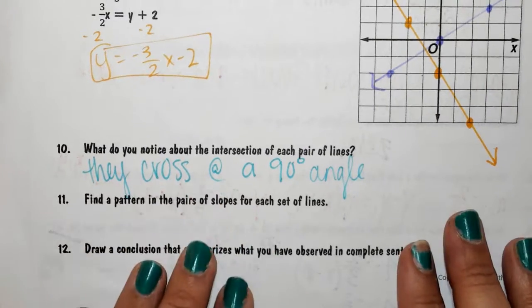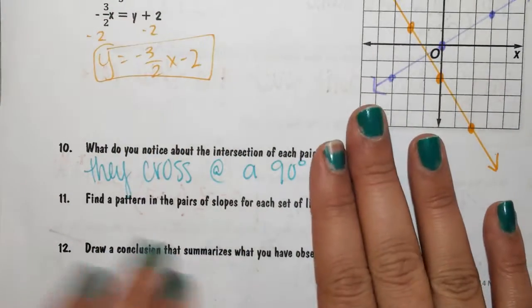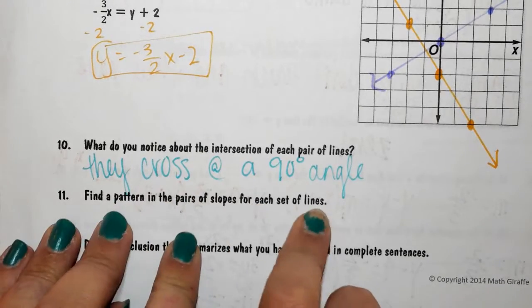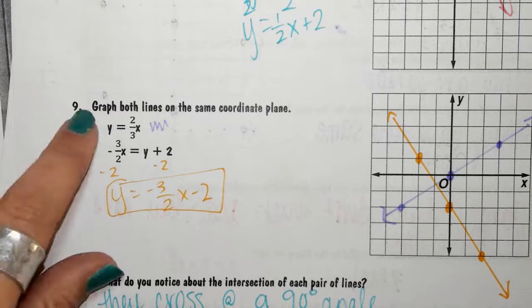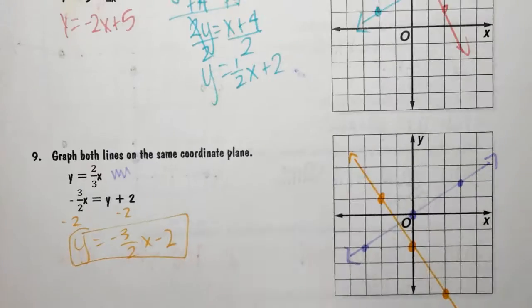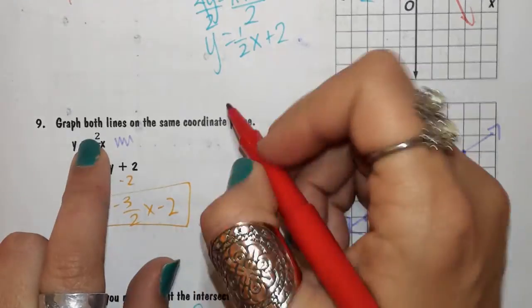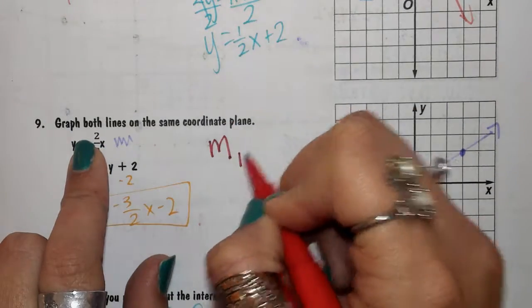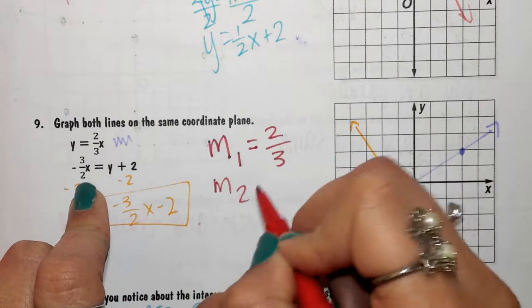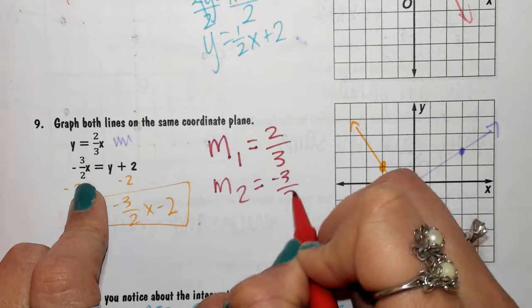Alright, so number 11, and this is on the back. Number 11 asks you to find a pattern in the pairs of slopes for each set of lines. For this one, what I want you to do with your marker is write down what our slopes are here. Our first slope, we're going to call it M1, is 2/3, and M2 is -3/2.